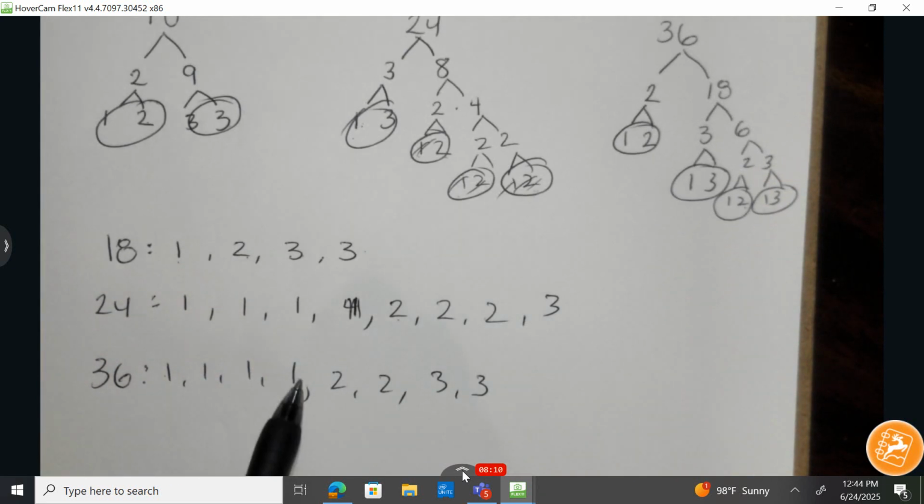And I'm just going to ensure that I did this correctly. 1 times 1 times 1 times 1 is 1. Times 2 is 2. Times 2 is 4. 4 times 3 is going to be 12. And 12 times 3 is going to be 36.